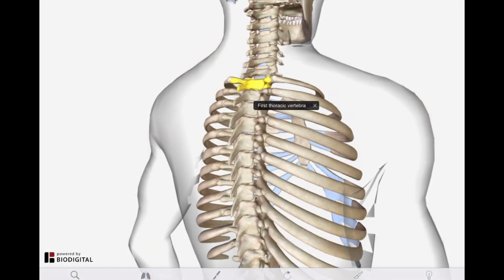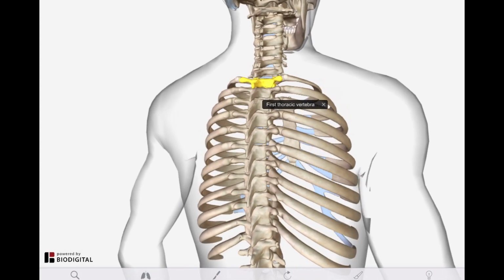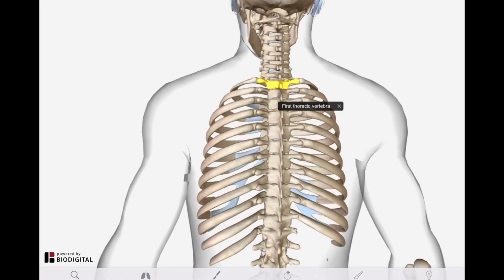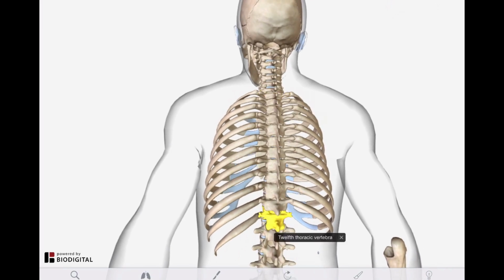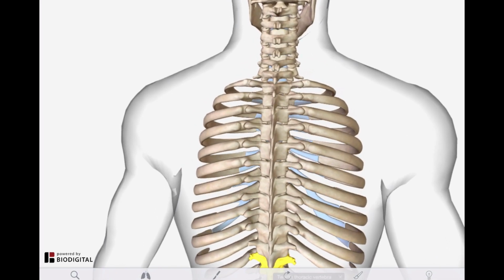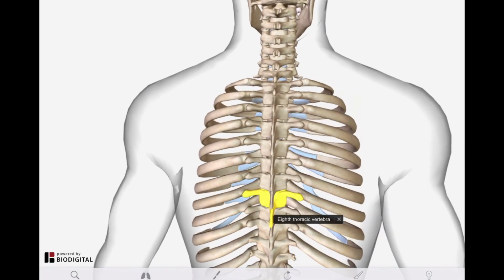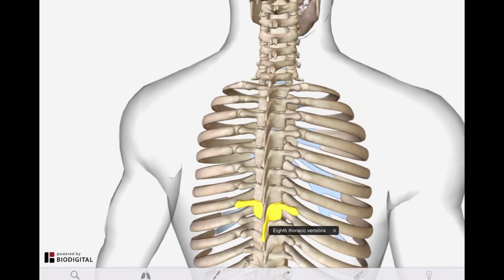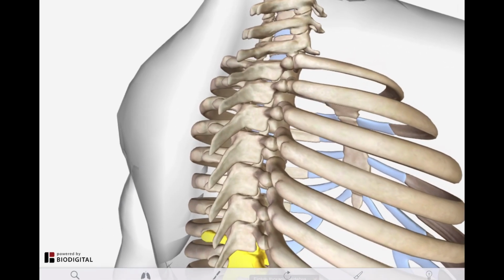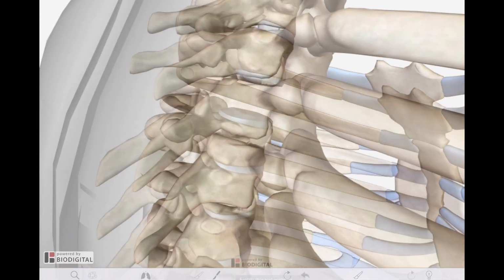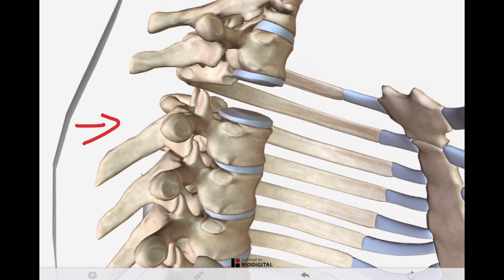Let me show that in a 3D animation. Here you can see the 12 thoracic vertebra from thoracic 1 to thoracic 12. The typical thoracic vertebra are 2nd to 8th. So let me zoom in on the third thoracic vertebra. This one is the third thoracic vertebra. So you can clearly see the articular facets. This is the transverse costal facet.